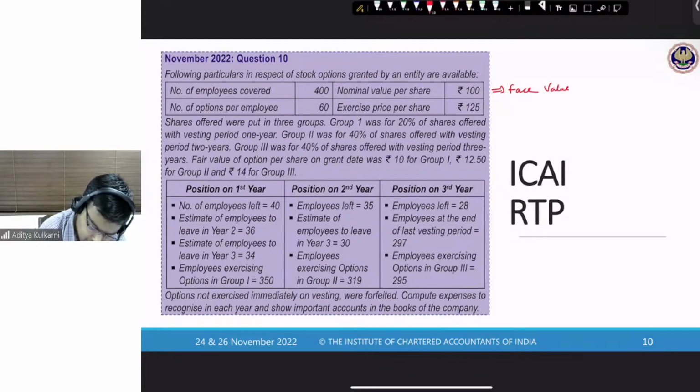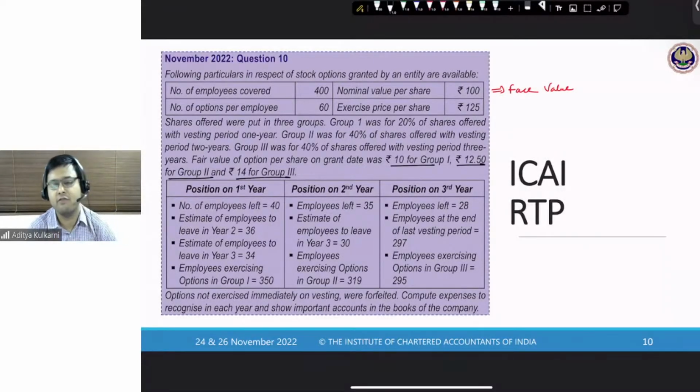Okay, not fair value, face value. Shares offered were put in 3 groups. Group 1 for 20% shares offered with vesting period 1 year. Group 2 for 40% shares offered with vesting period 2 years. Group 3 for 40% of shares offered with vesting period of 3 years. Fair value of the option per share on the grant date was rupees 10 for group 1, rupees 12.5 for group 2 and rupees 14 for group 3.